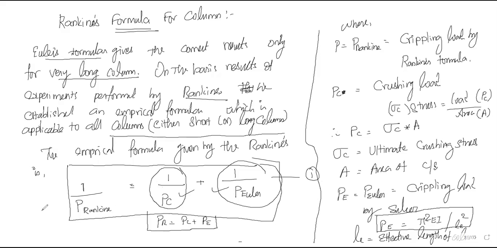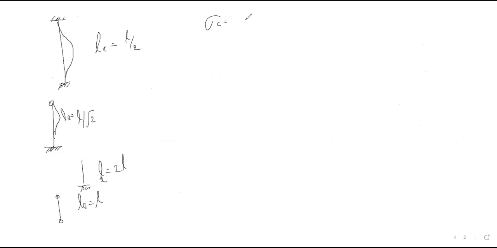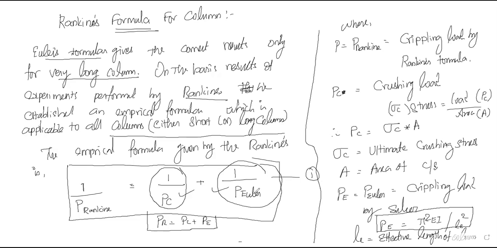So sigma C value we can get as the direct compressive stress. Now sigma C is the direct compressive stress, so automatically it depends upon sigma C. If it is a short column, automatically this value becomes very less, and when comparing to this it is negligible. At that time the value of P Rankine depends only on PC. That is, if it is a short column, it depends upon PC.